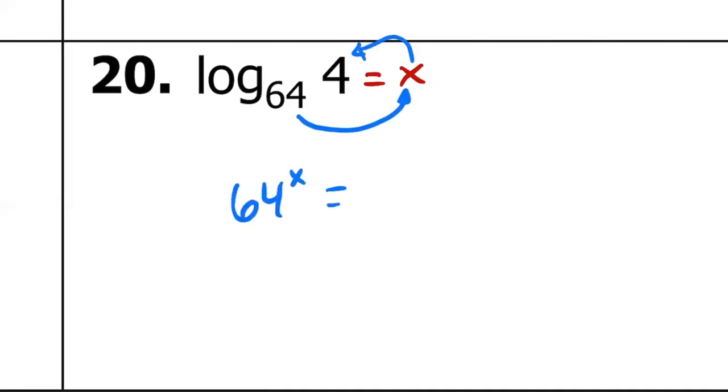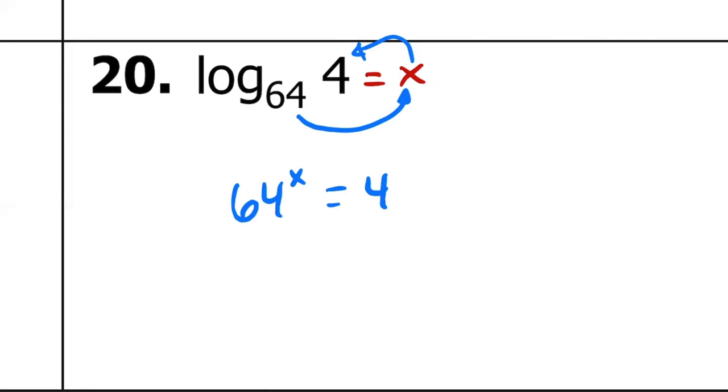And if we come here, number 20: 64 to what power gives me 4? I don't know. So I'm going to set it equal to x. 64 is my base, x is my exponent, 4 is my result. 64 to the x power equals 4. Now, in order to solve this, I need to get the same base.